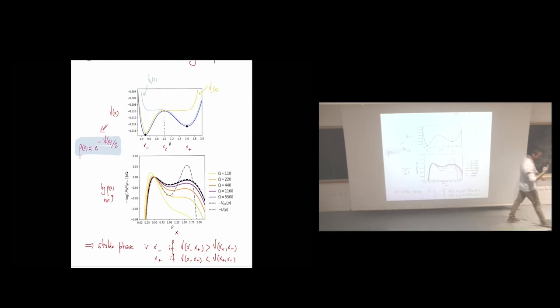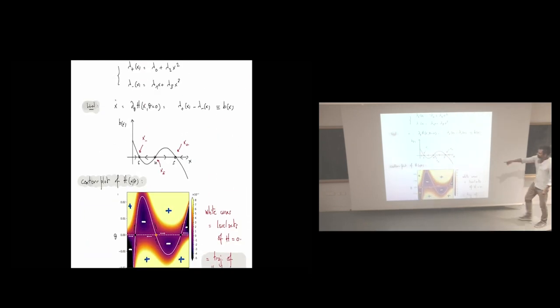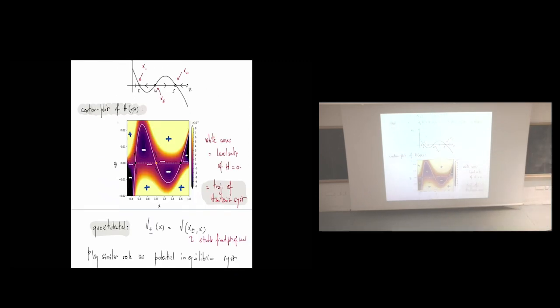Maybe by repeating something, which is that since we are in 1D, this B of x here, you can write down as the gradient of a potential. But that potential is not the quasi-potential. So it gives you the wrong answer. And in particular, this is very explicit here.